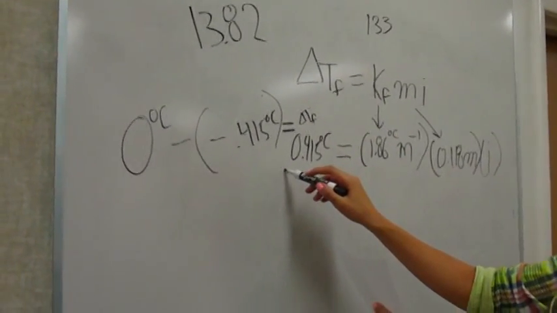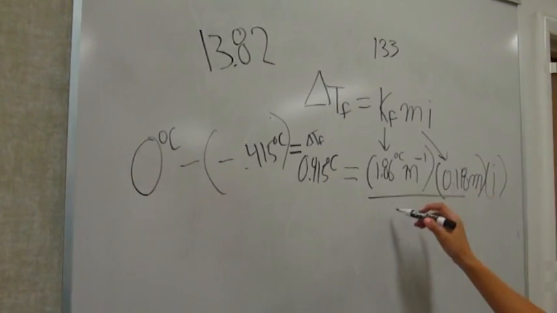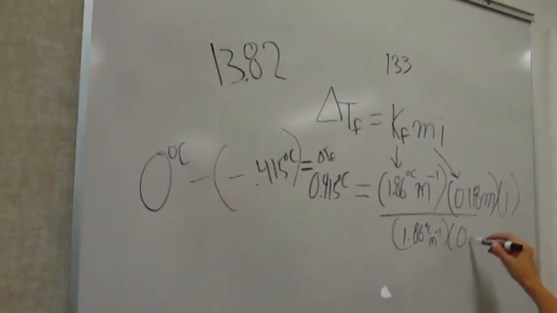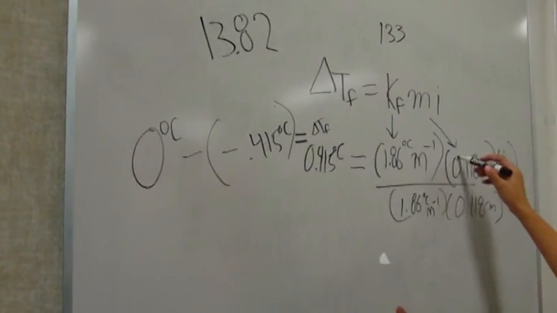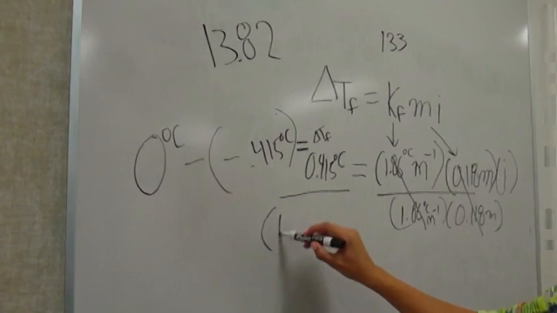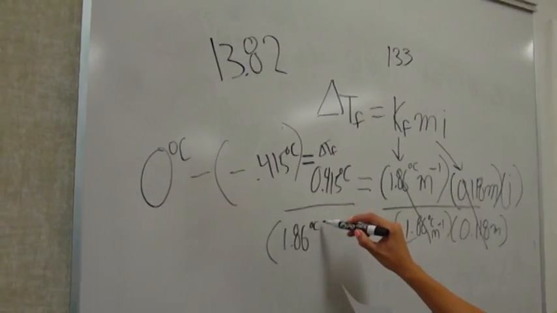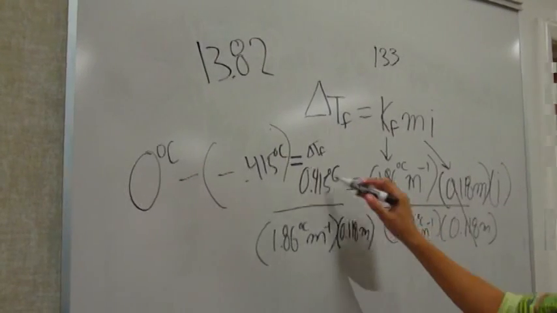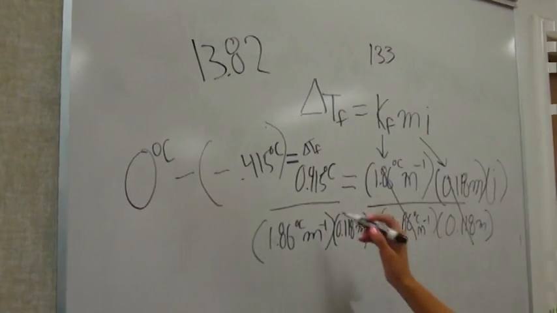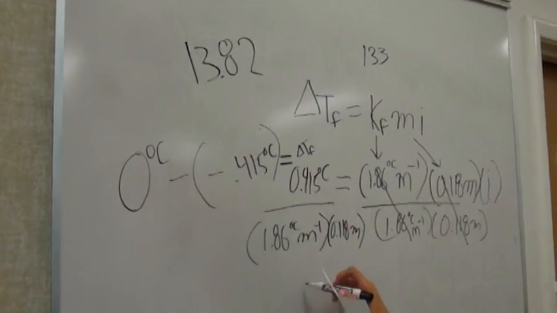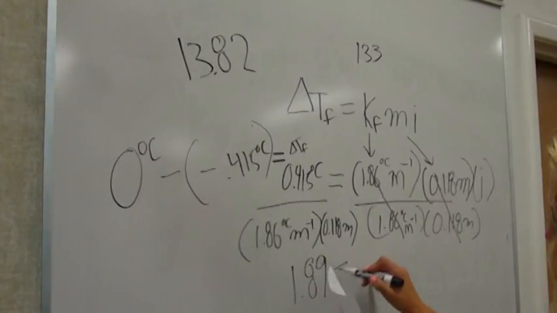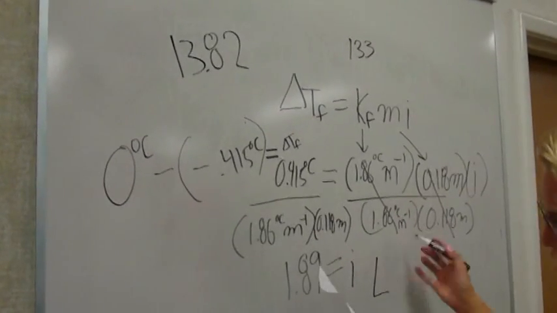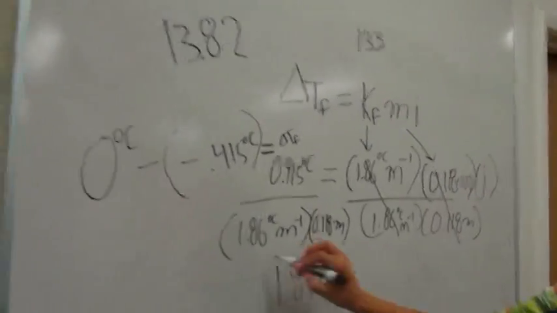So when we just divide on this side by these two numbers, they're going to cross out. I'm going to divide on this side by the same thing. And that is going to leave us with i. So that all in the calculator gives us 1.89 for our van't Hoff factor for lithium chloride. That's the answer.